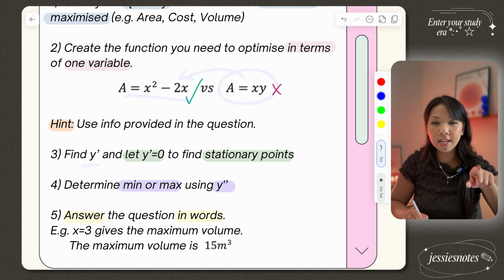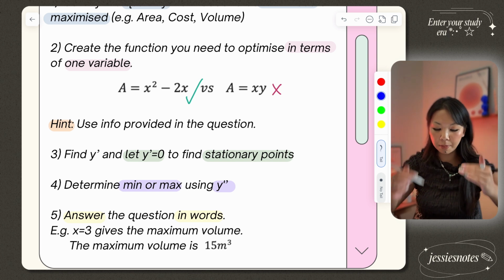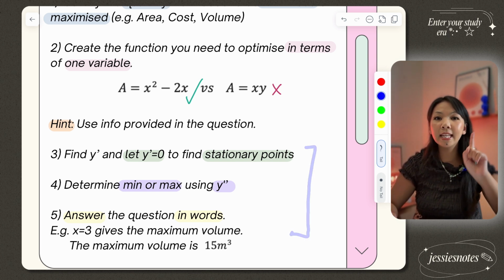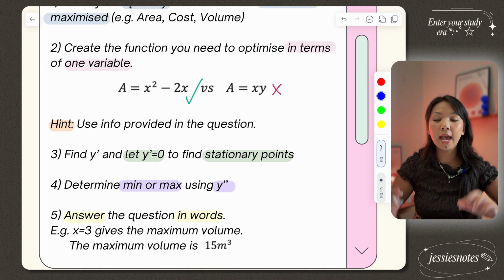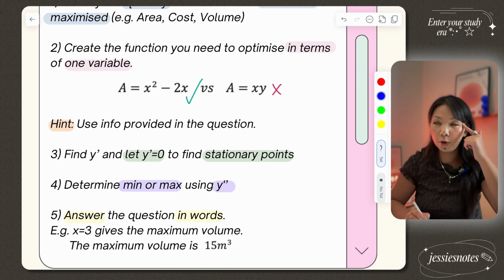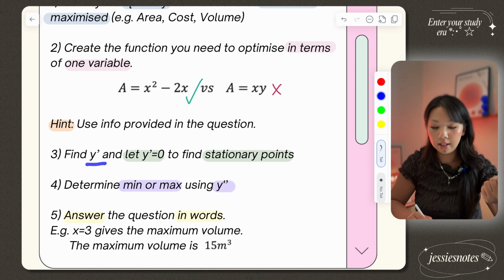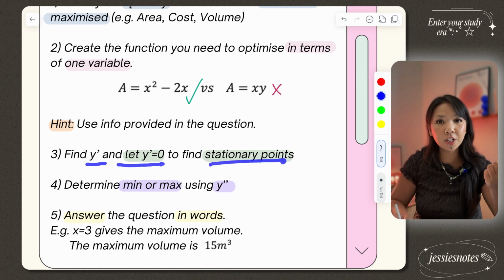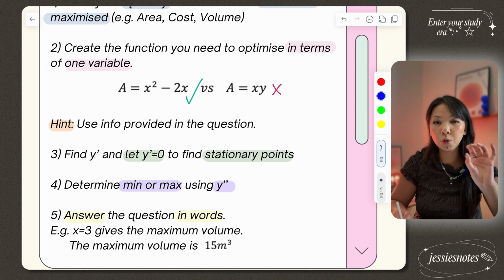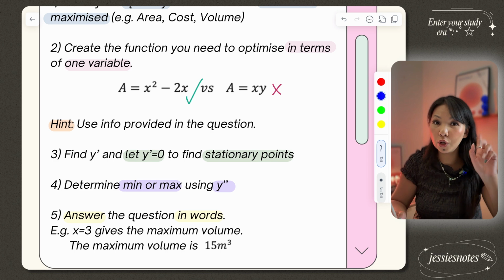Step 3, find y dash and let y dash equal to 0 to find your stationary points. So I do want to emphasize that from step 3 onwards, it looks like any other type of calculus problem. And I'm referring to when you're finding stationary points and determining their nature. If you're trying to maximize a certain quantity, it's the same thing as finding a maximum turning point. So how do you find a maximum turning point? Well, you need to first find the derivative, let it equal to 0, and then find the stationary points. And then once you do find the stationary points, you need to test its nature. Is it a min or is it a max? So you use either the second derivative or you can use the table method.